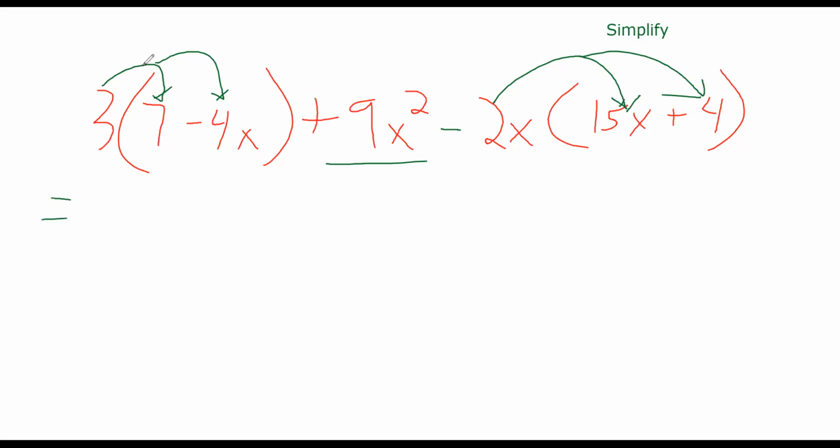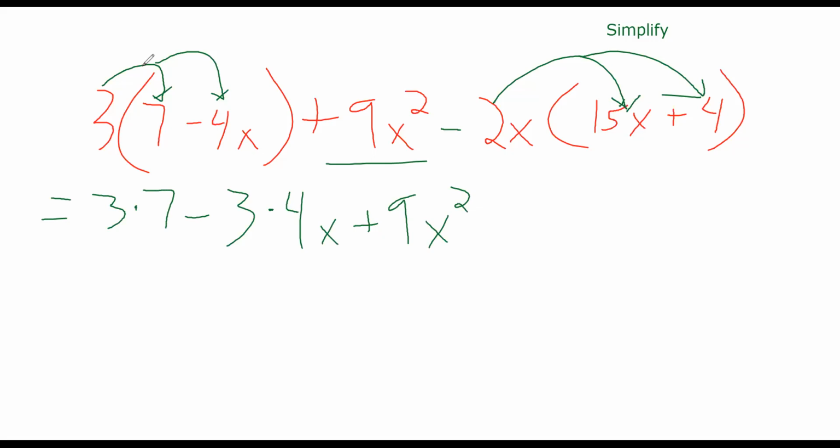Let's distribute the 3. And I'll write it out completely. I won't do any calculations yet. I'll just write it. It's 3 times 7 minus, rather, 3 times the 4x. The plus 9x squared, I mean, there's nothing special that happens to it.